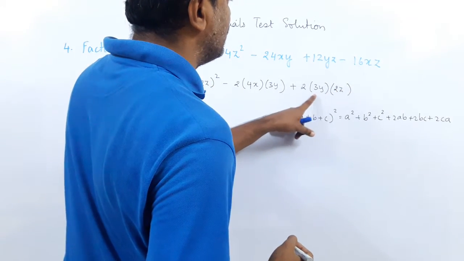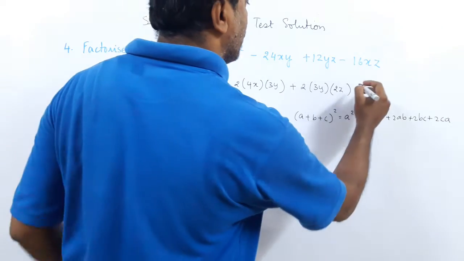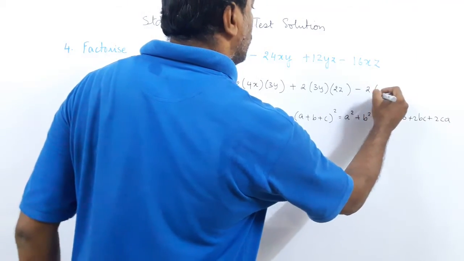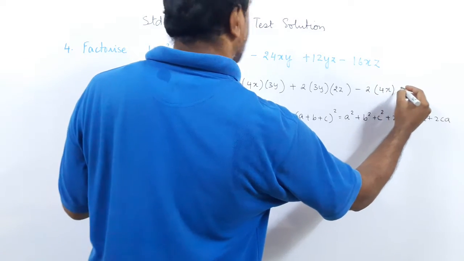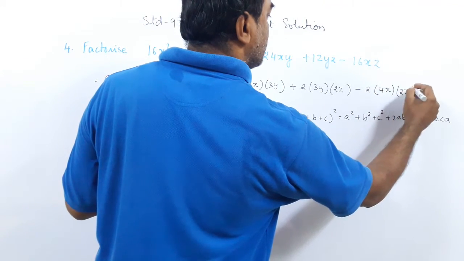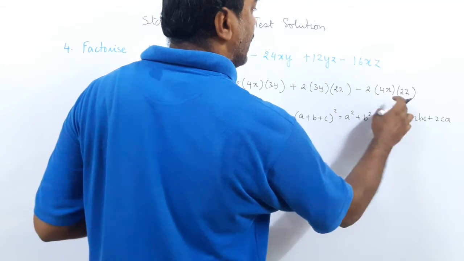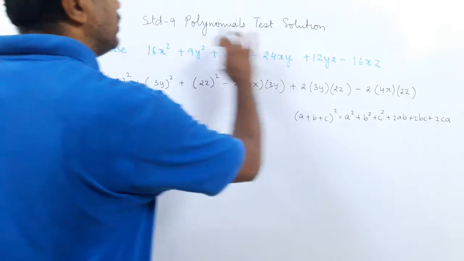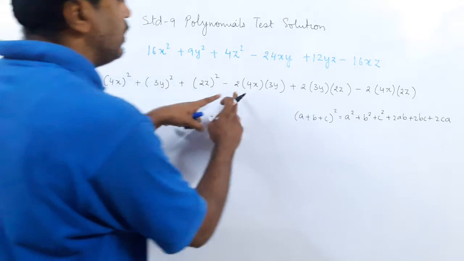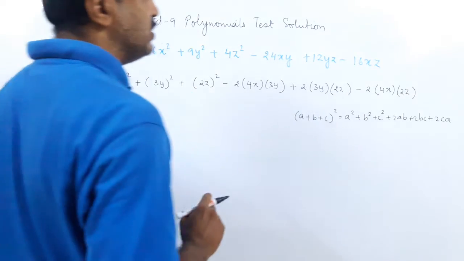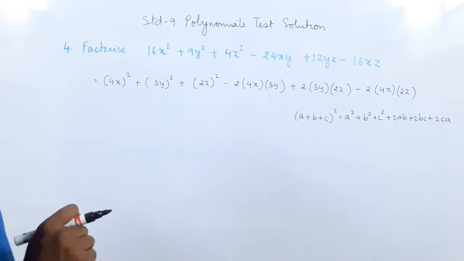2 3s are 6. 6 2s are 12. So 12z. Minus 2 into first term 4x, last term 2z. Check. 2 4s are 8. 8 2s are 16. So we have written this as a square plus b square plus c square minus 2ab. The signs are changing. Now what will we do about the signs?